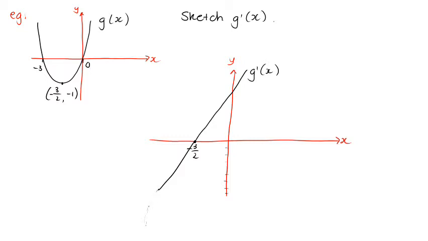Basically, if you want to make yourself a little note: parabolas, when you draw the gradient graph, they're linear. The gradient of a parabola is always linear. The gradient of a linear line is always flat because the gradient's not changing. Okay.